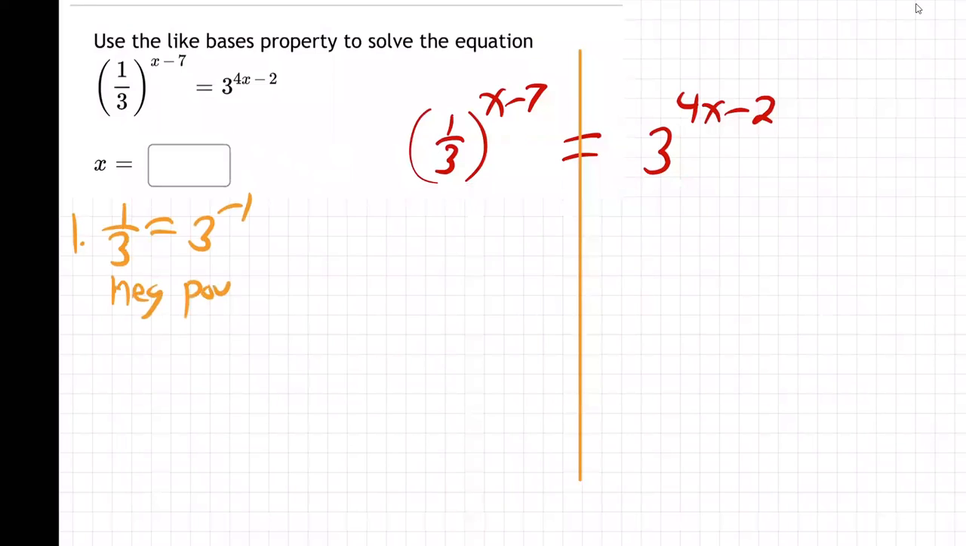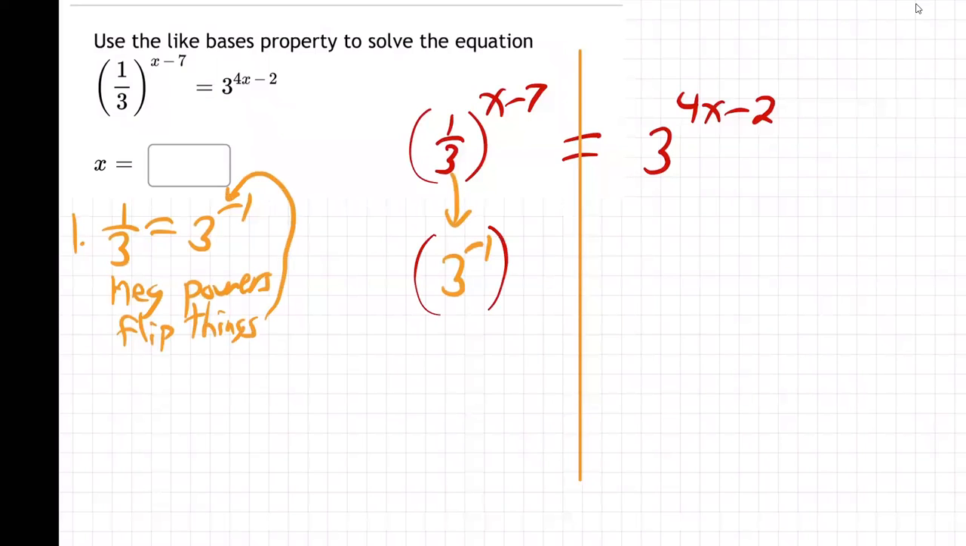Negative powers flip things. So that negative power right there flips it, makes it 1/3. So so what? Well, that means this becomes 3 to the minus 1. X minus 7 is still there, and everything else is still there.